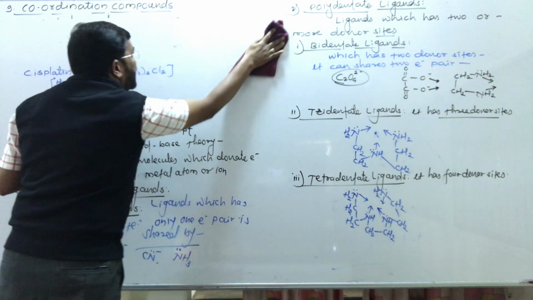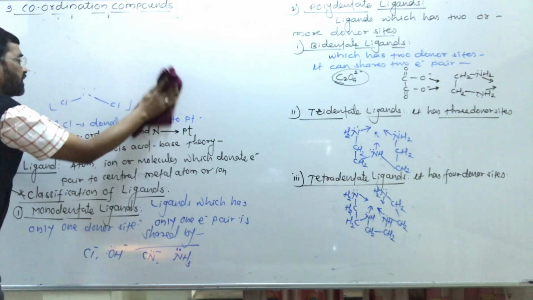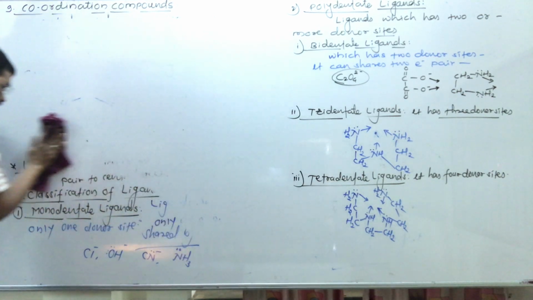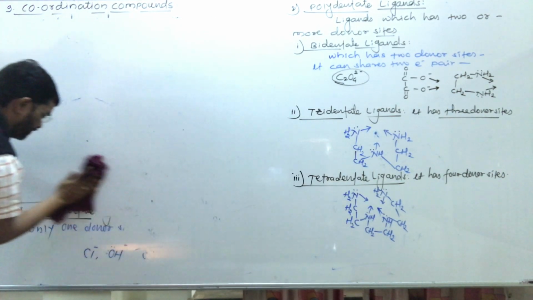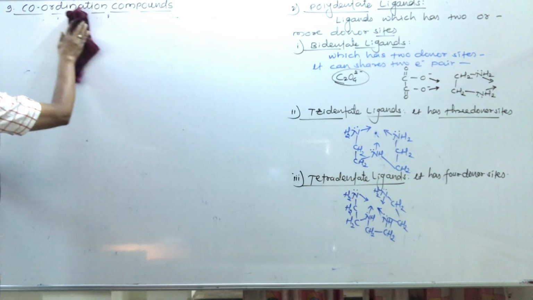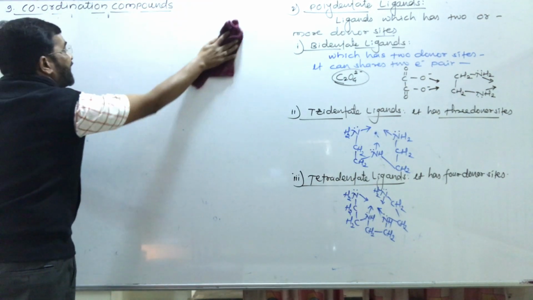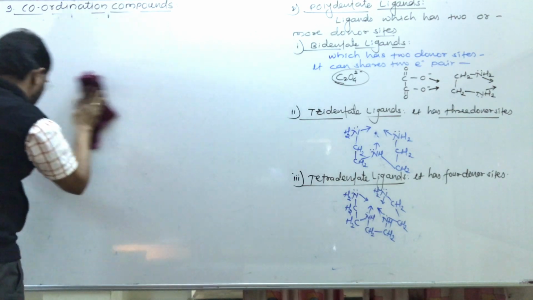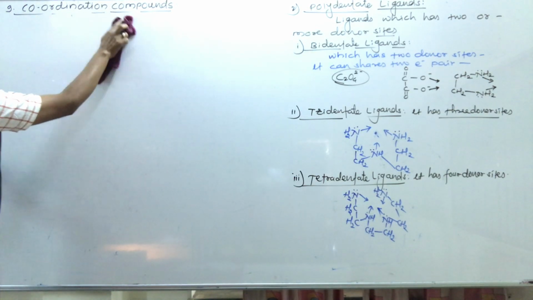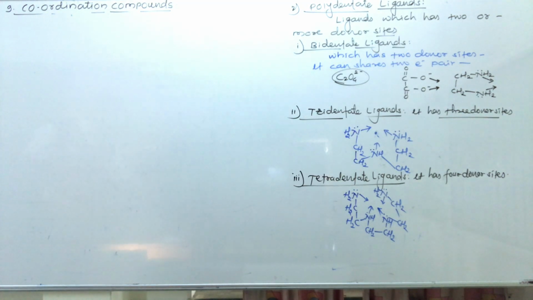It can donate 4 electron pairs. It can share 4 electron pairs with the central atom, metal atom or ion. That type of ligand is known as a tetradentate ligand. And the next and last type of ligand we have to study is the hexadentate ligand.